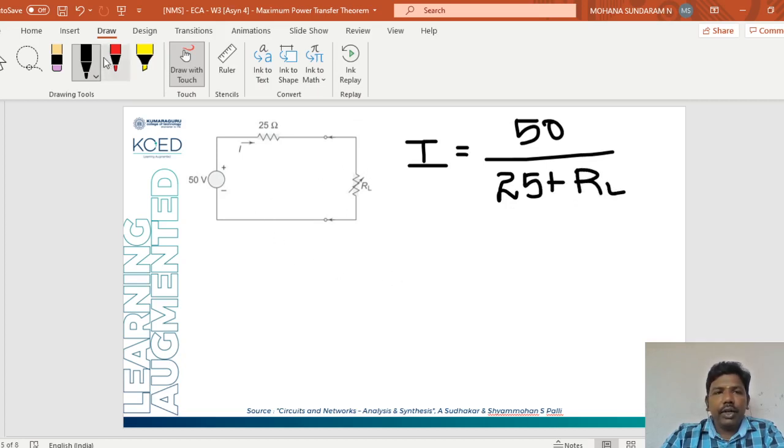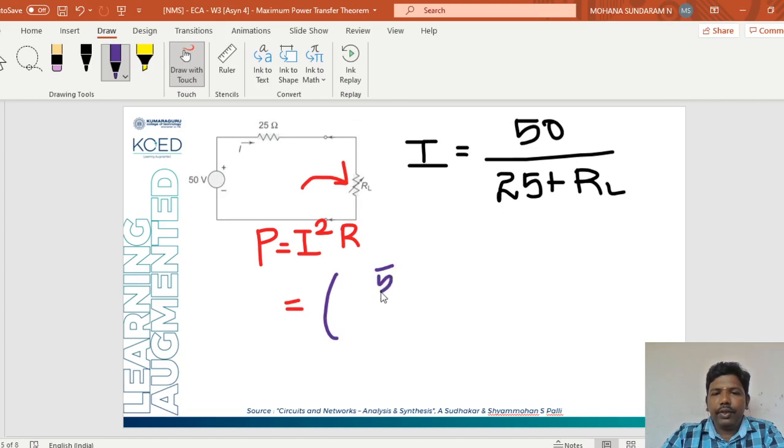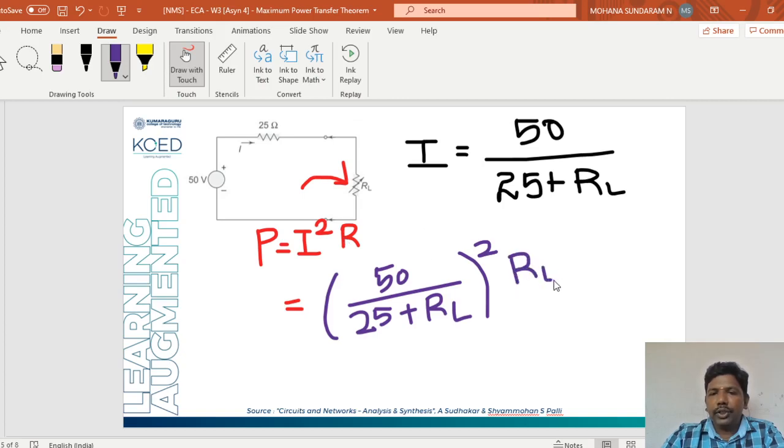Then what is the power transferred to this load? What is the formula for power? Either we can write P is equal to V into I, or it is I square into R. We'll take I square into R. So what is the value of I? Just now we wrote it. It is 50 divided by 25. These steps are not necessary for this question, I'm just writing it for your understanding. So P is equal to 50 divided by (25 plus RL), the whole square, into the resistance, which is again RL. So this is the expression for the power.